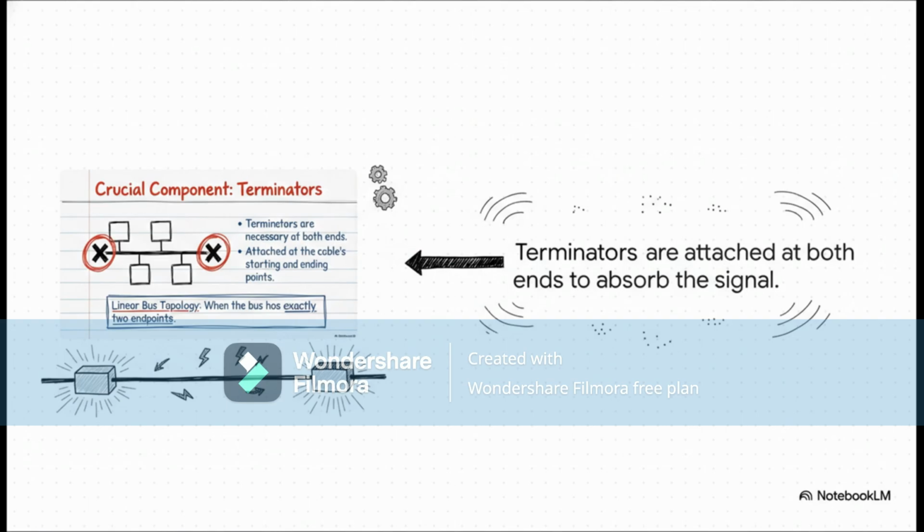Well, the solution is a clever little thing called a terminator. You attach these small pieces to both ends of the cable, and their only job is to absorb the data signal, stopping it dead in its tracks so it can't bounce back. Without them, the network just flat out wouldn't work.